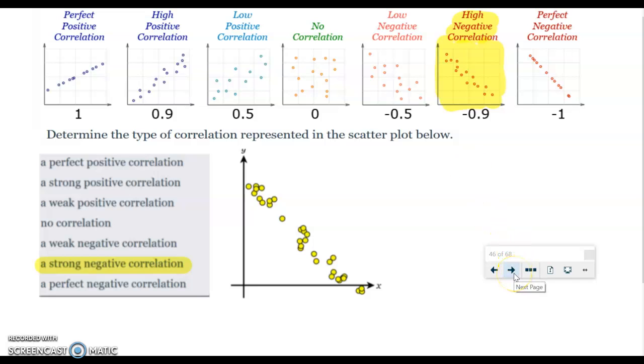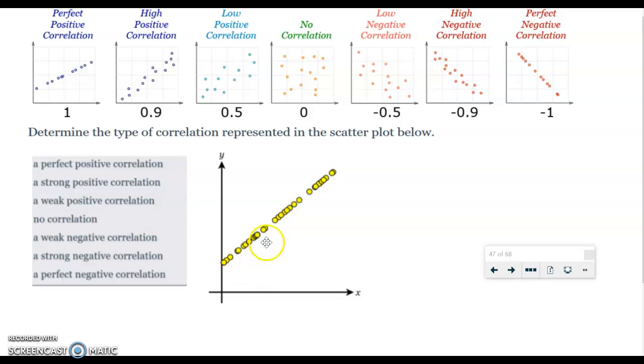Alright, and finally, we've got this one. This is going straight up, so it's positive, and it's almost like a perfect line. So that's pretty perfect right there. So it's going to be the perfect positive correlation.